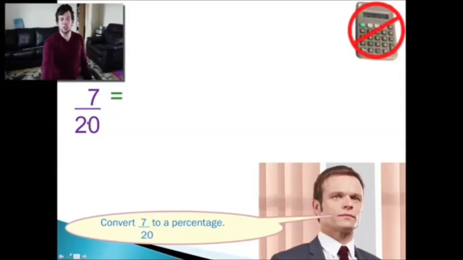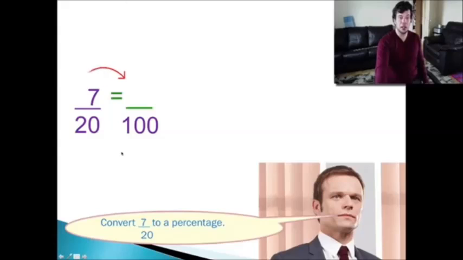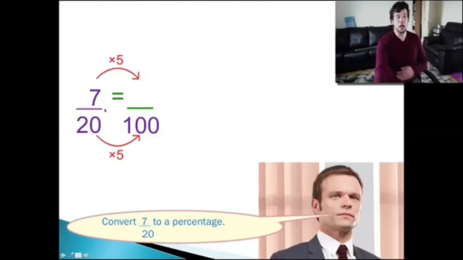What did we convert our denominator to in the warm-up examples? 100. And we're going to use that skill again. Our denominator must be 100. How many 20s in 100? 5. So if you multiply 20 by 5, you must multiply the numerator by the same amount, 5 as well.